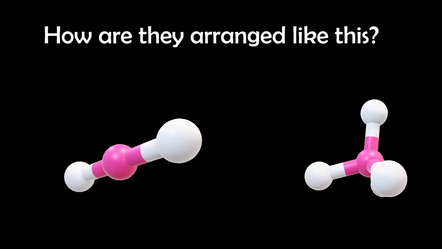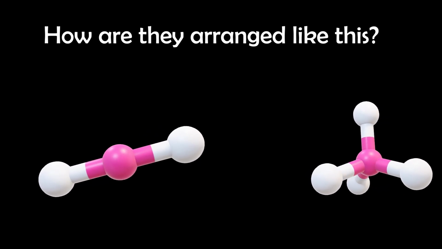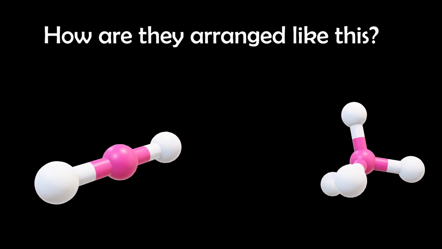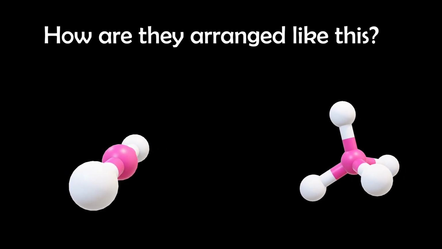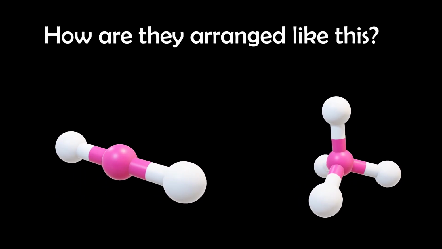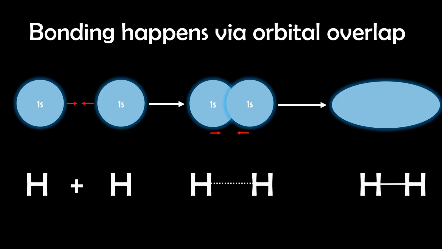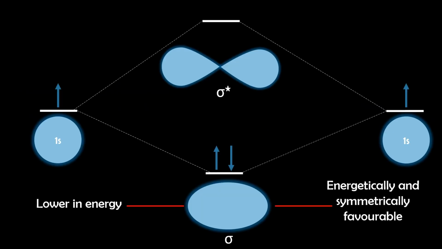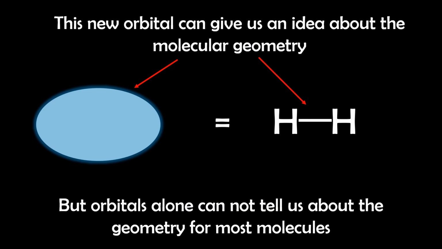In my last video, I explained how and why atoms bond to form molecules. But understanding how these molecules are arranged in three-dimensional space is just as important because it affects their chemistry. I explained that molecules form when atomic orbitals overlap, creating bonds. The number and type of bonds are dictated by the orbital's energy and symmetry. And specific orbitals give us insights into a molecule's potential geometry.